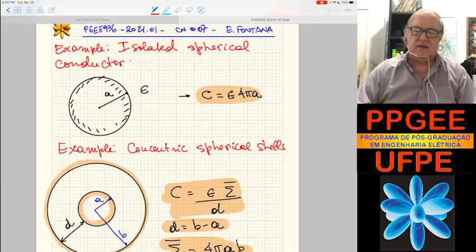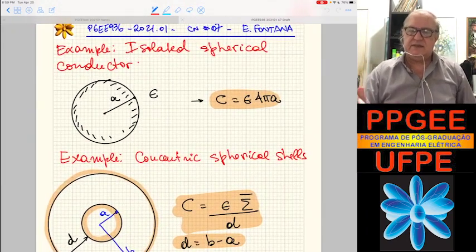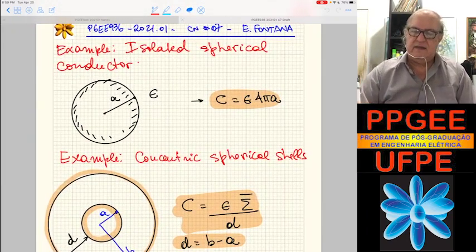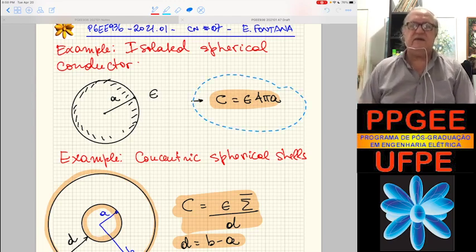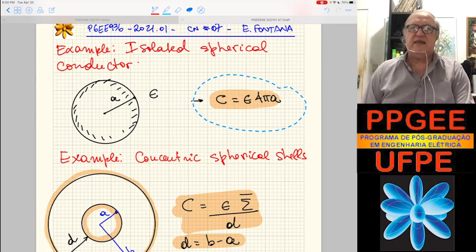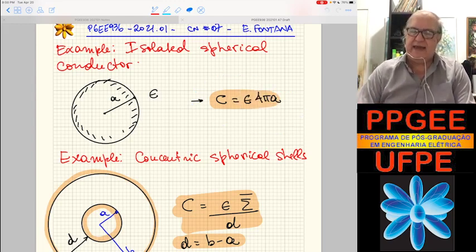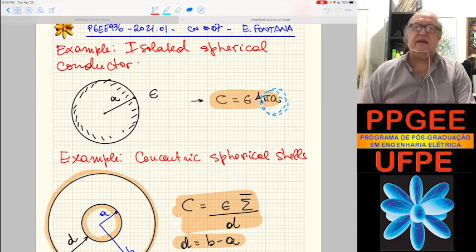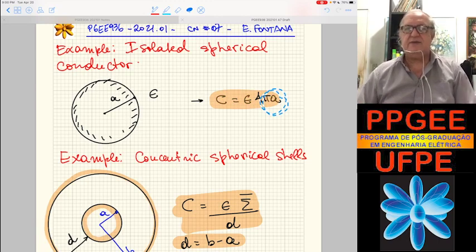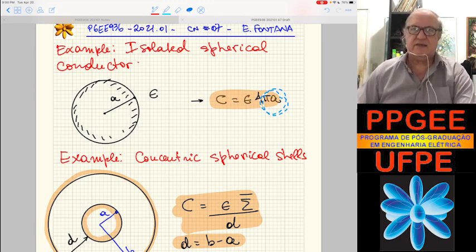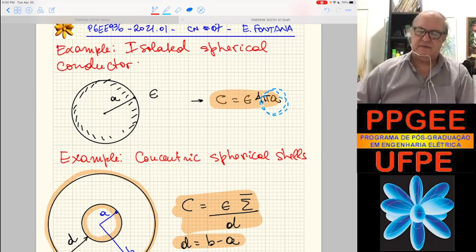Then you can do other situations. You can calculate the capacitance of an isolated sphere electrode of radius A, simply with that formula, which shows that the capacitance increases linearly with the radius of the sphere, something I mentioned in one of those lectures before, right?